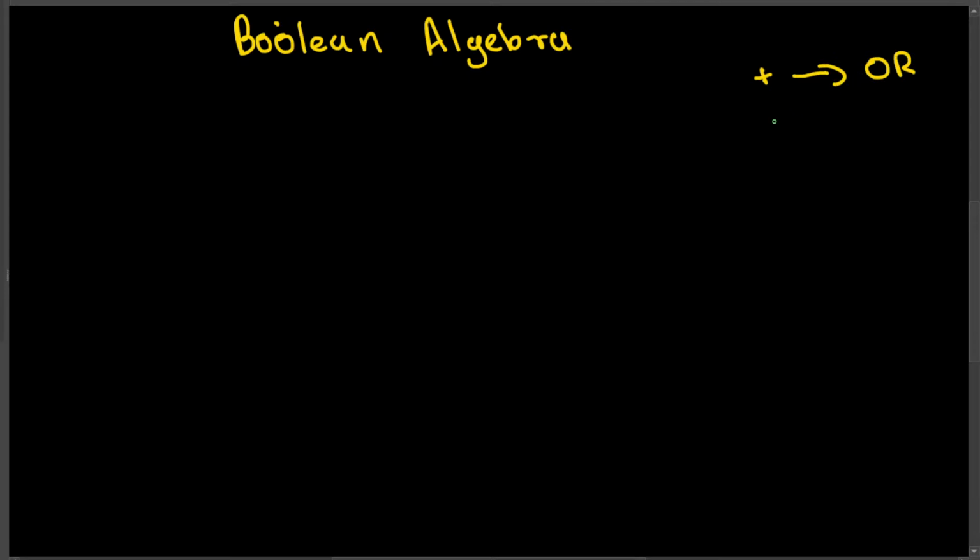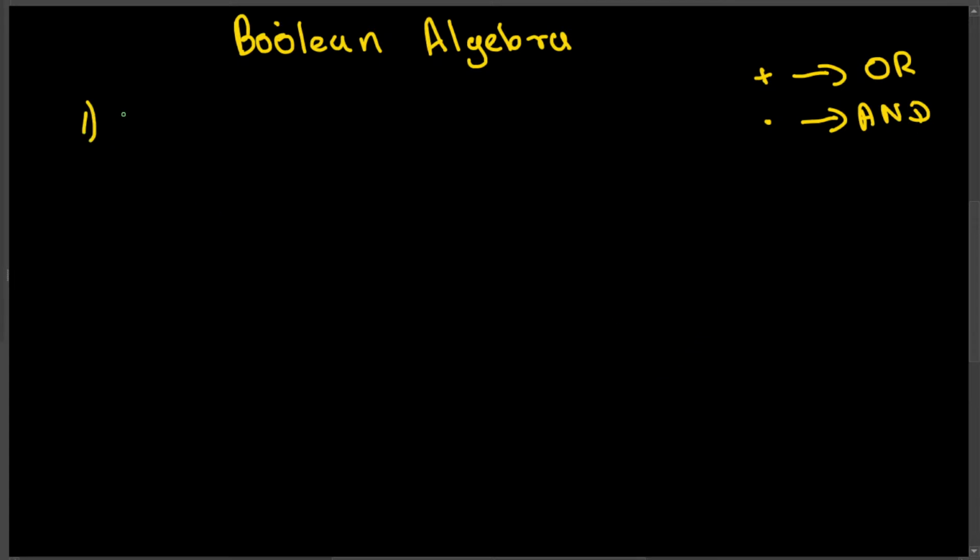Let's look at properties of Boolean algebra. Whenever here, if you talk about plus sign, think about OR gate. And when we talk about the dot, think about AND gate. Okay. Now let's look at the first property.